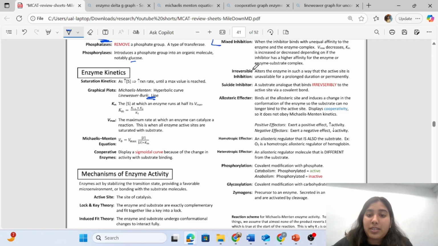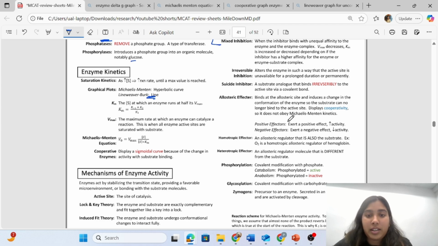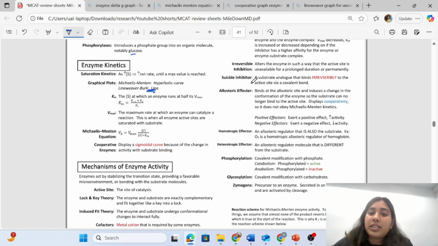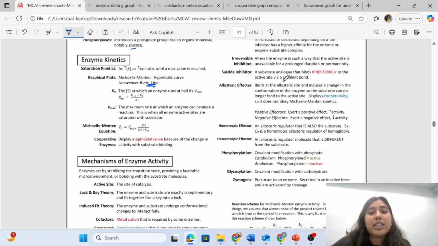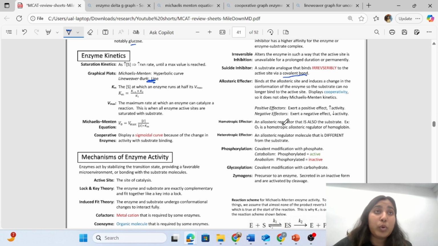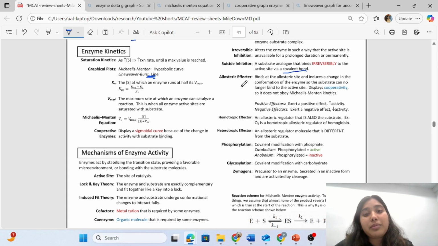Irreversible inhibition just means that you can't reverse it. Once the enzyme binds to the inhibitor, it's degraded for a prolonged period, or permanently it's gone. A suicide inhibitor is kind of a substrate that binds to the enzyme, but it binds irreversibly, so it's kind of a death for the enzyme and for the substrate both. It is done via covalent bond, and covalent bonds are hard to break, as I told you.